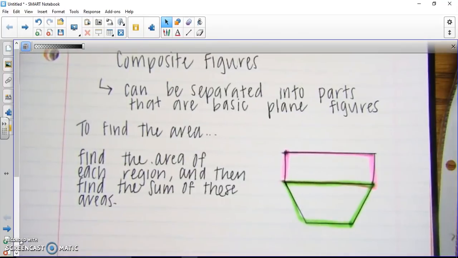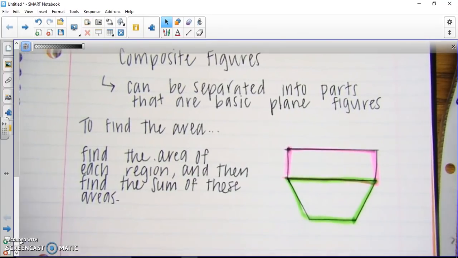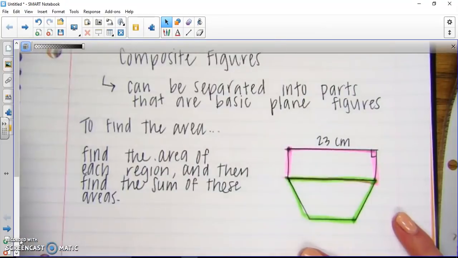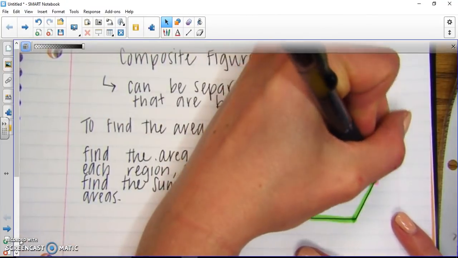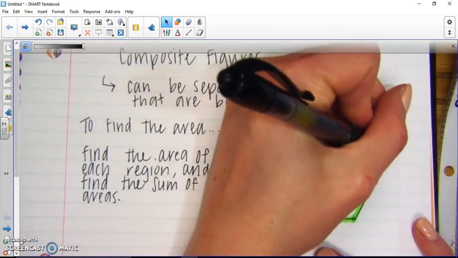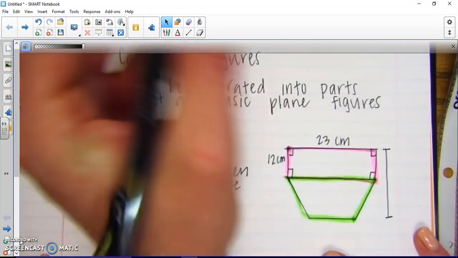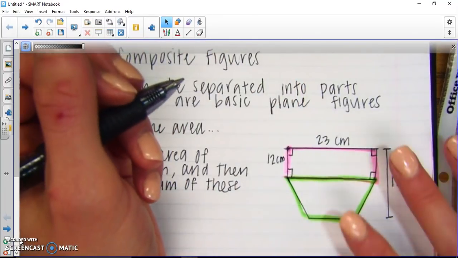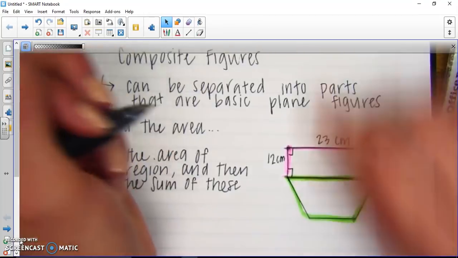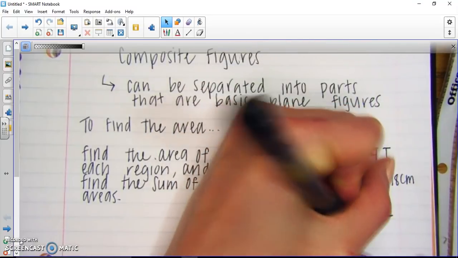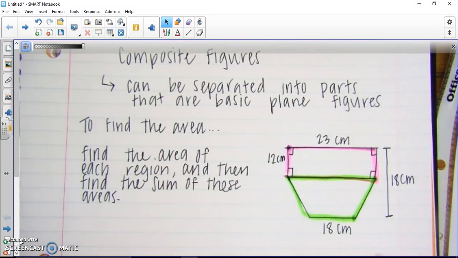All right, so let's get a little bit of information about this figure. Let's say that they tell us that this length is 23 centimeters. This is a right angle. All of these are right angles because it's a rectangle. This is 12 centimeters. This entire distance is 18 centimeters. And we'll say that this is also 18 centimeters. So using that information, we're going to be able to find the area of the entire shape.